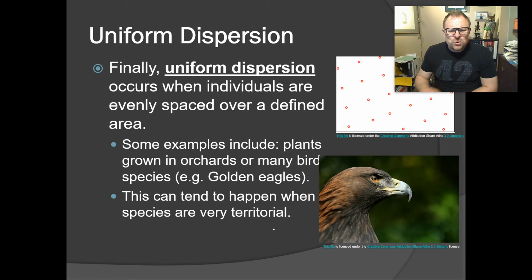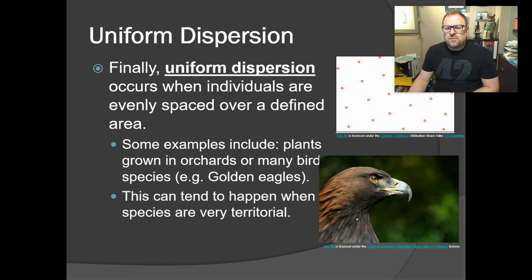And then lastly, uniform distribution occurs when individuals are evenly spaced over a defined area. And this does happen in a lot of areas. Like we create uniform distribution when we plant an orchard, because we want our trees spaced evenly so that they have room to grow. They're not competing too much with each other for sunlight, anything like that, so we can maximize fruit growth.